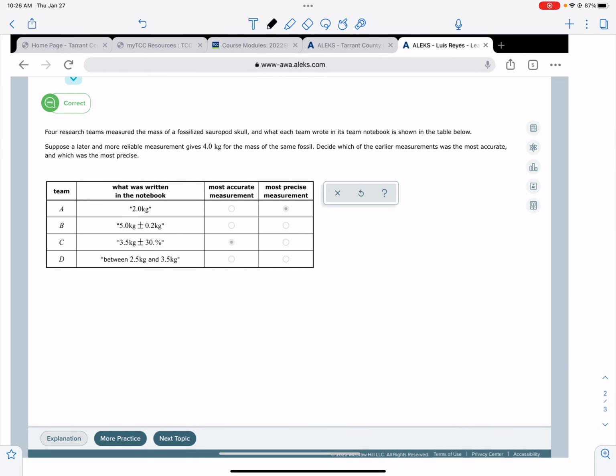Okay, so another one. So the true value is 4. So which number includes 4 or is closer to 4? So the first one is 2.0. It doesn't give us a plus or minus. So the plus or minus is going to be 0.1 based on the last digit. So this is going to go from 1.9 all the way to 2.1. Not even close to our true value, right? So most likely this is not going to be the most accurate.